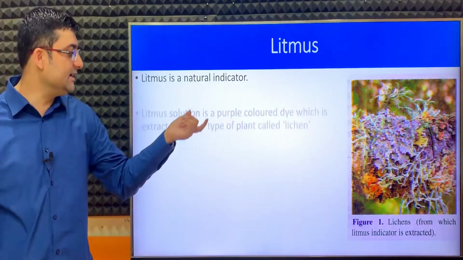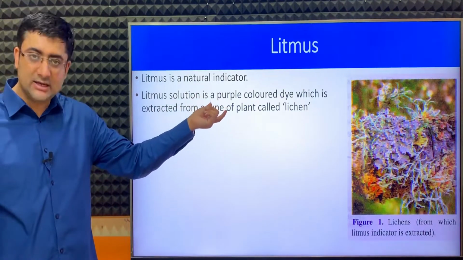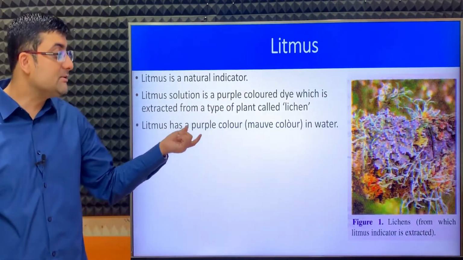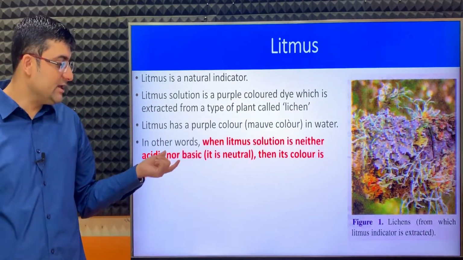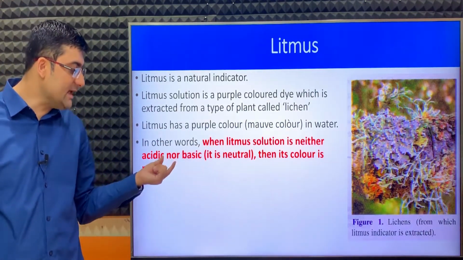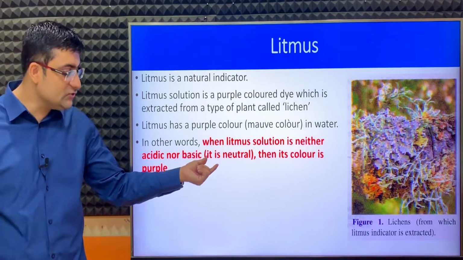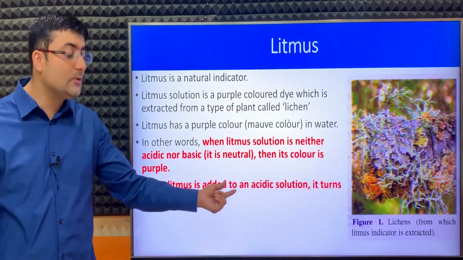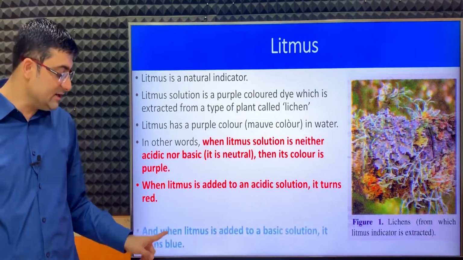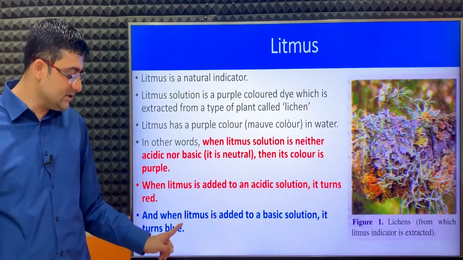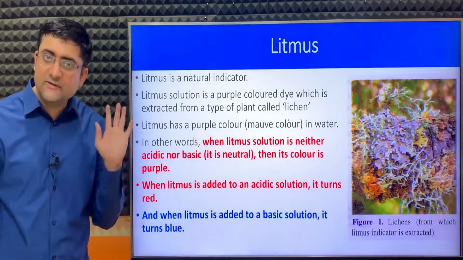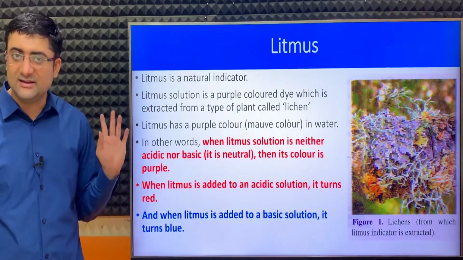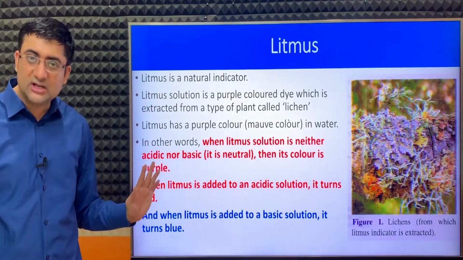As simple as that. So let's read about it. Litmus is a natural indicator. Litmus solution is a purple colored dye which is extracted from a type of plant called lichen. Litmus has a purple or mauve color in water. In other words, when litmus solution is neither acidic nor basic, it is neutral, then its color is purple. Is this clear? When litmus is added to an acidic solution, it turns red, and when litmus is added to a basic solution, it turns blue. So the best way to remember this, guys, is B for basic, B for blue. Is this clear? So acids are red. So I hope the basic concept is clear.